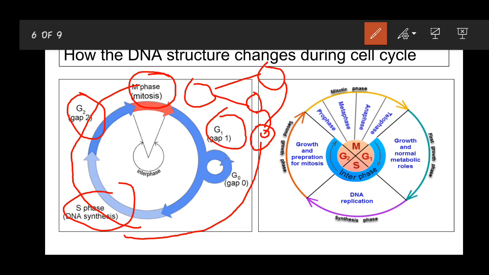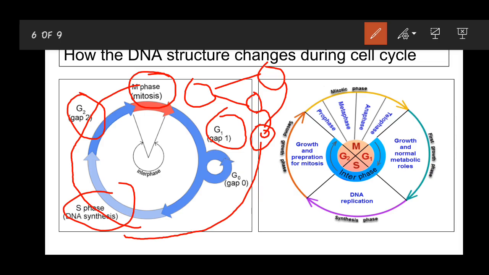That does not mean that the cell is not alive. The cell is alive. It does the normal metabolic functions. It produces its proteins, it produces the neurotransmitters, it functions. But the only difference is that this particular cell is not taking part in the events of the cell cycle. That means it does not move on to S phase, it does not move on to G2, it does not divide.